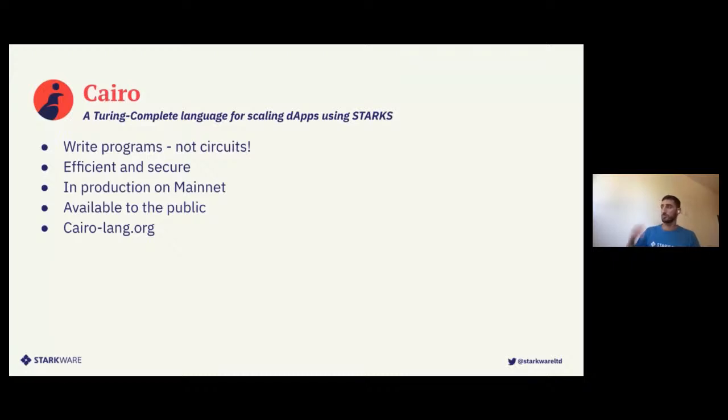Now, what's really important about Cairo is that the transition to this new paradigm didn't hurt our efficiency and security. Just to give an example, when we moved our products from writing specific circuits to using Cairo, we actually didn't lose efficiency. We gained efficiency from the ability to write various algorithms to improve the scalability of our products.